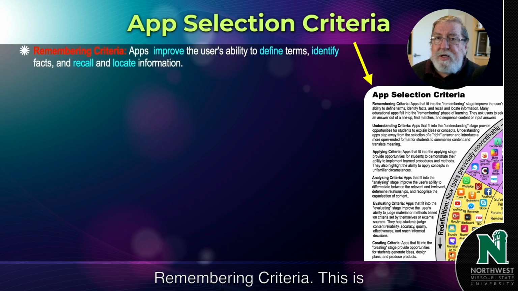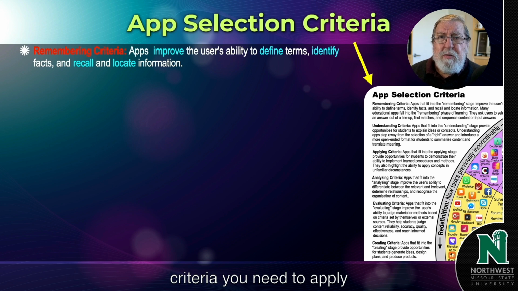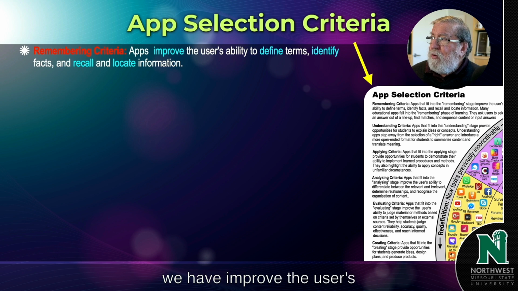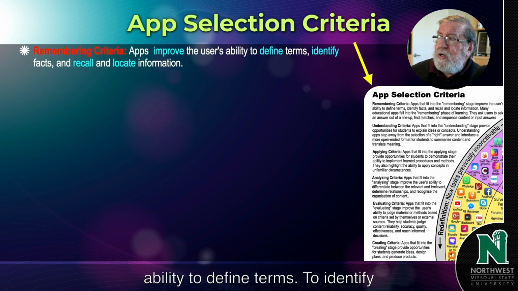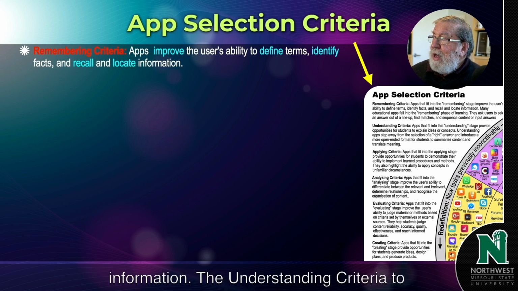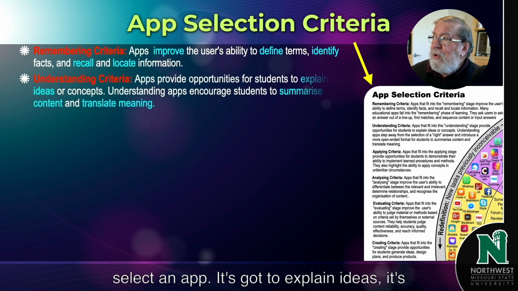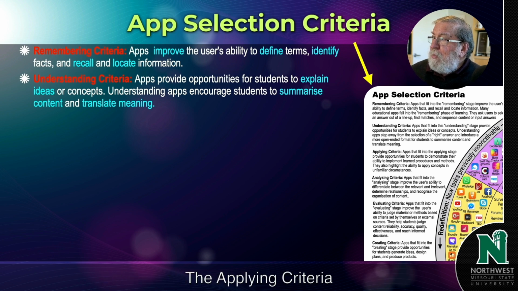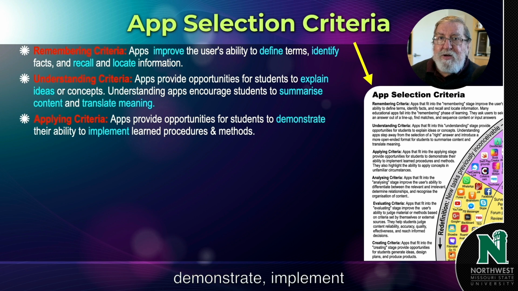Remembering criteria. This is the criteria you need to apply to an app that's going to be used primarily for remembering outcomes. And so we have improving the user's ability to define terms, to identify facts, recall and locate information. The understanding criteria to select an app: it's got to explain ideas, summarize content, translate meaning. The applying criteria: demonstrate, implement.